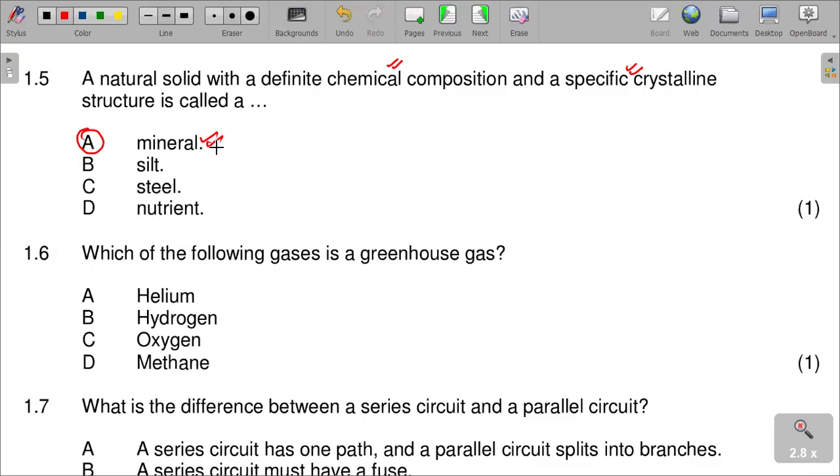Which of the following gases is a greenhouse gas? If you refer also to the channel, we talked about methane, which is a gas that is produced from dumping sites or decomposing matter. So methane is a greenhouse gas that is heavily contributing to our greenhouse gases in the atmosphere. So the answer is what?